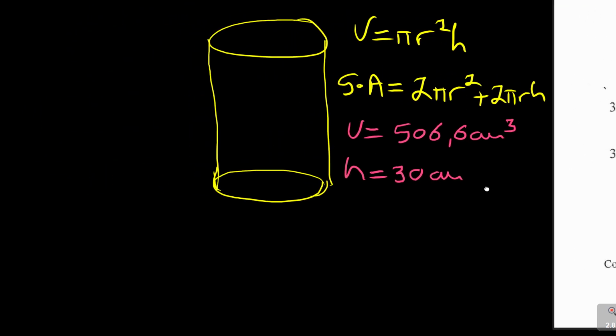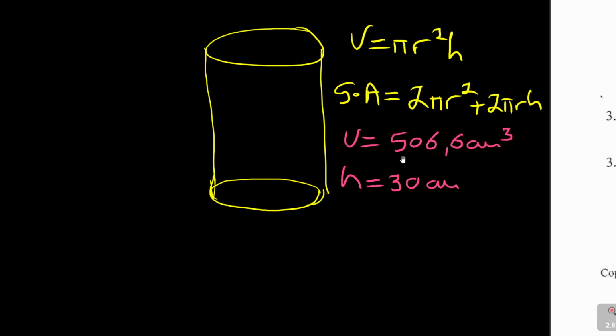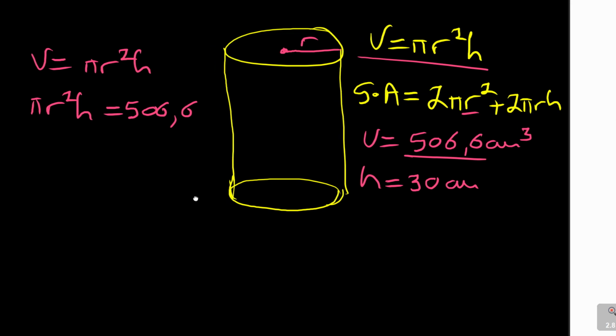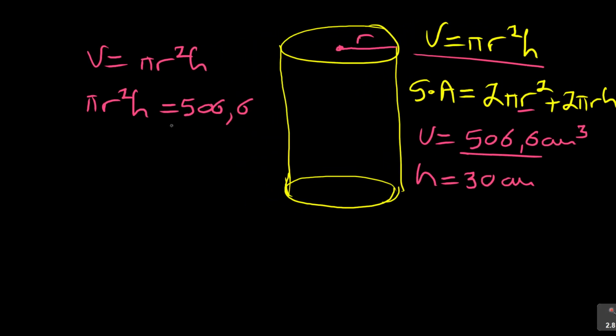So look, you are given this information. Now the question is, what do they need? You need to find, see this formula has got r. You need to find the radius. You can use that formula, V is equal to pi r squared h. But I know the V, you see? So pi r squared h is equal to the volume, which is 506.6. That is what will help you to find the r. We know the h, so we can continue.